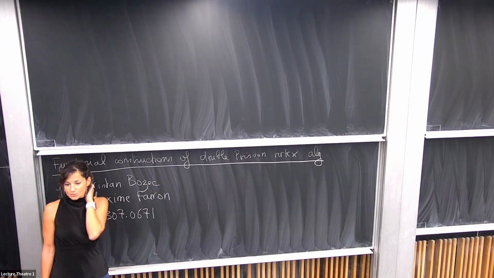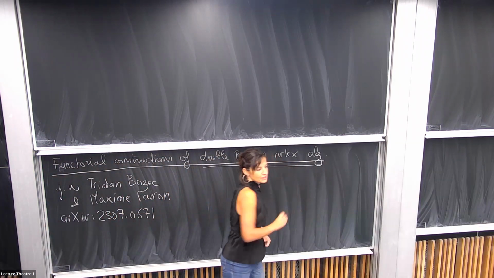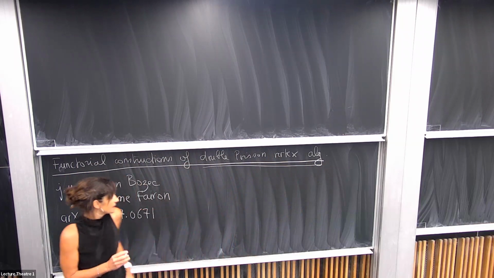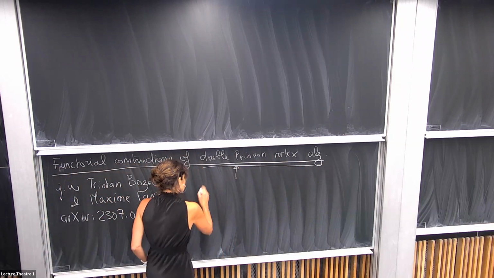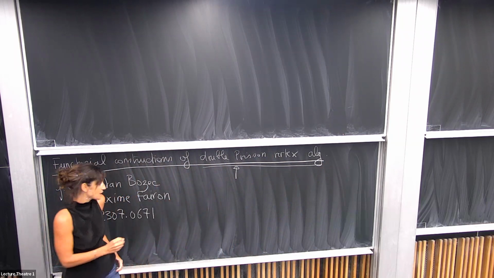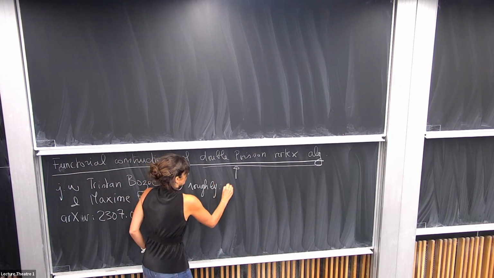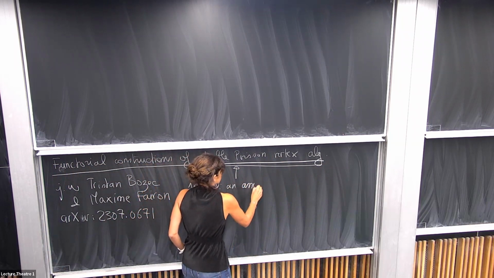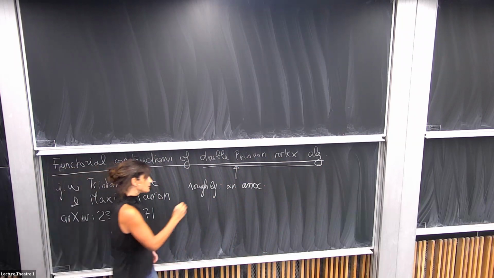Today I would like to present a joint work with Tristan Bozek and Maxime Ferron on double Poisson vertex algebras. I will give a precise definition later in the talk, but let me first say that, roughly, a double Poisson vertex algebra is an associative, unital associative, in general non-commutative differential algebra.